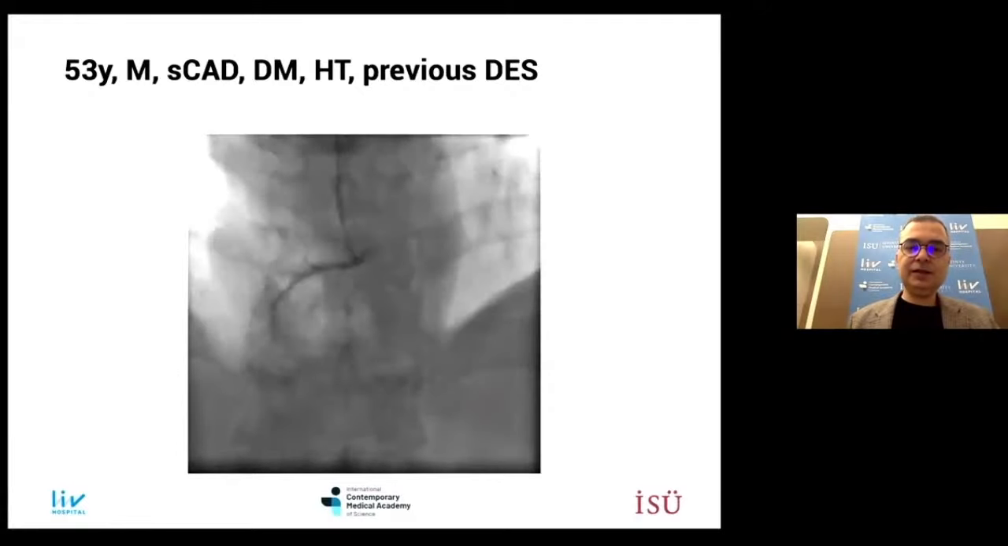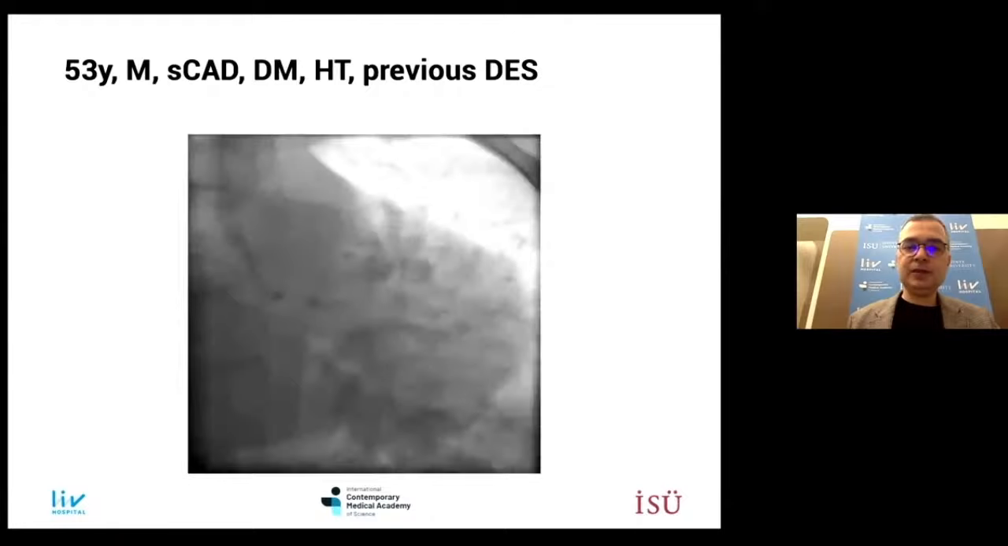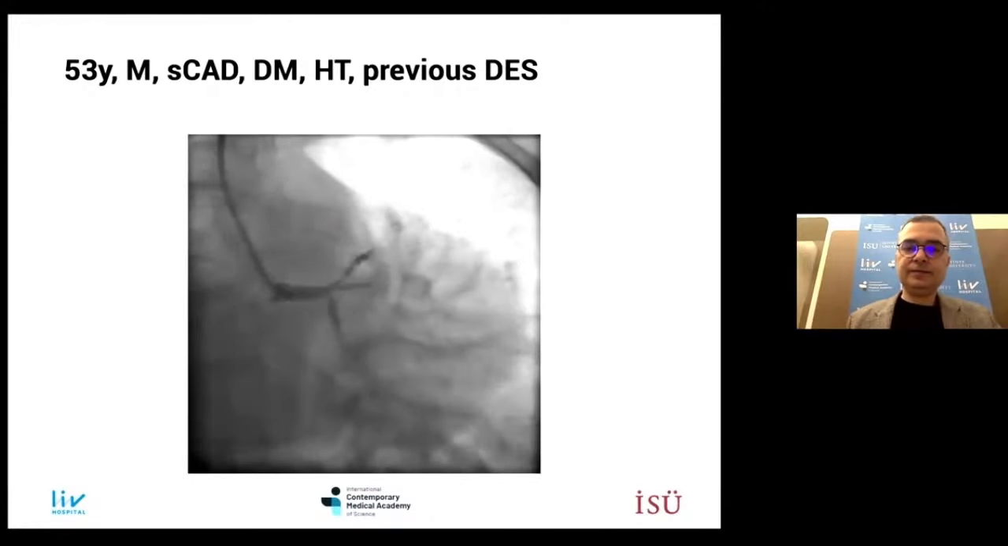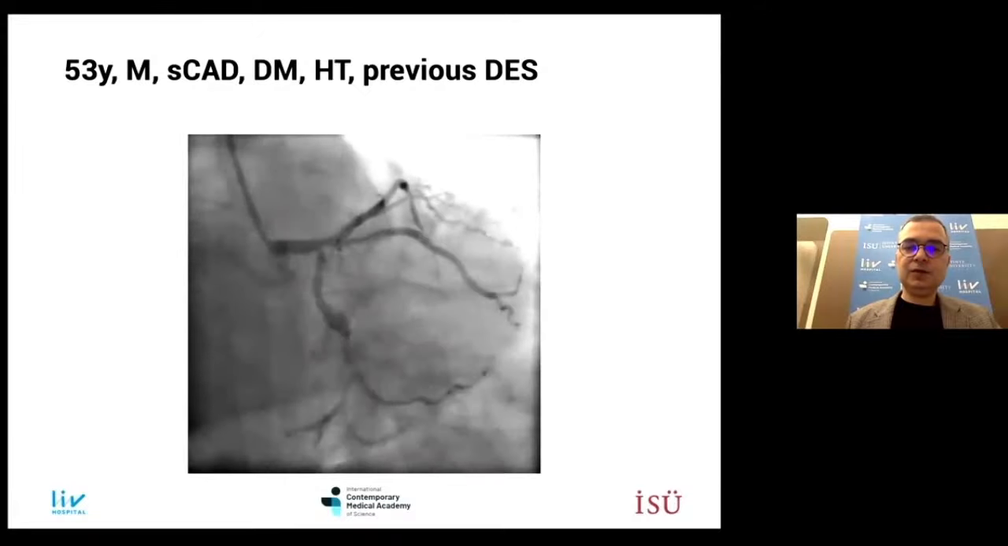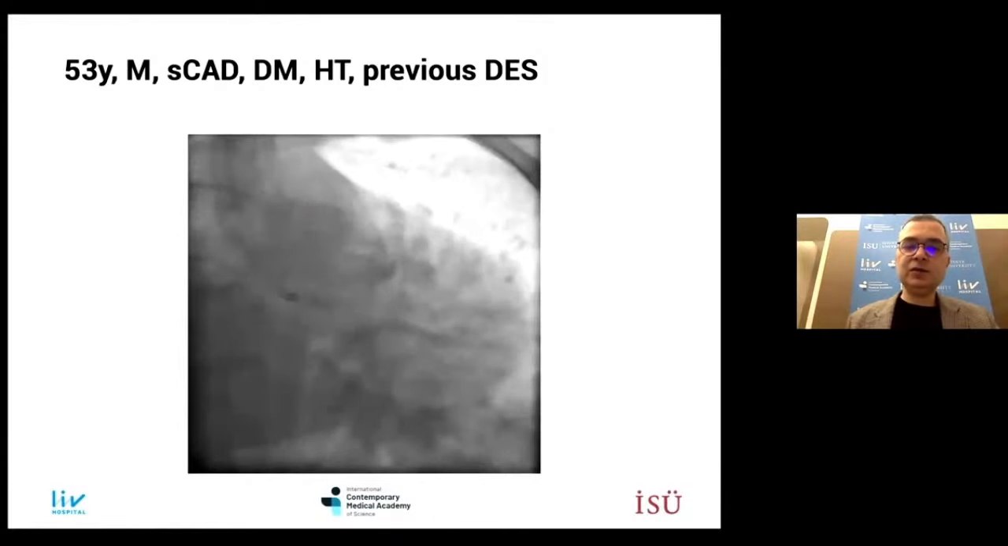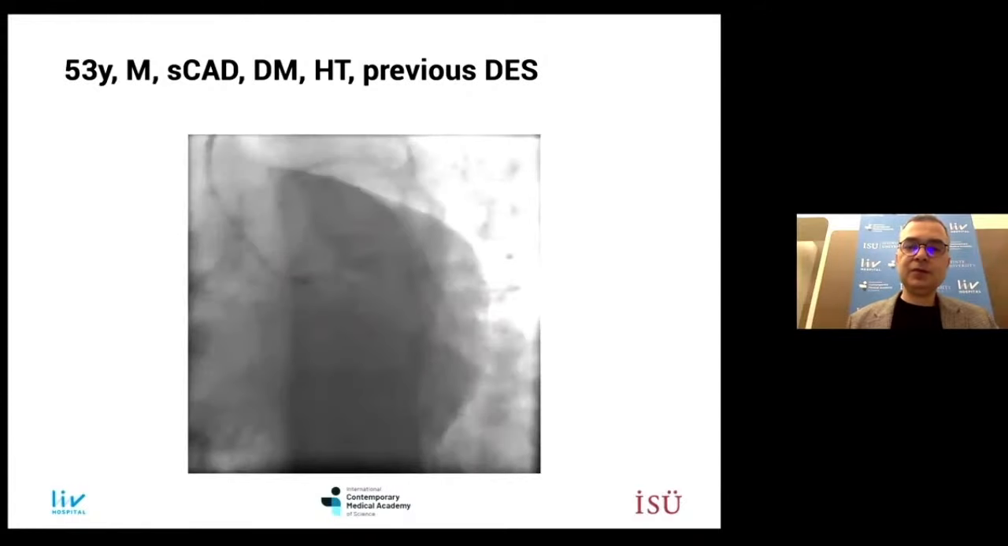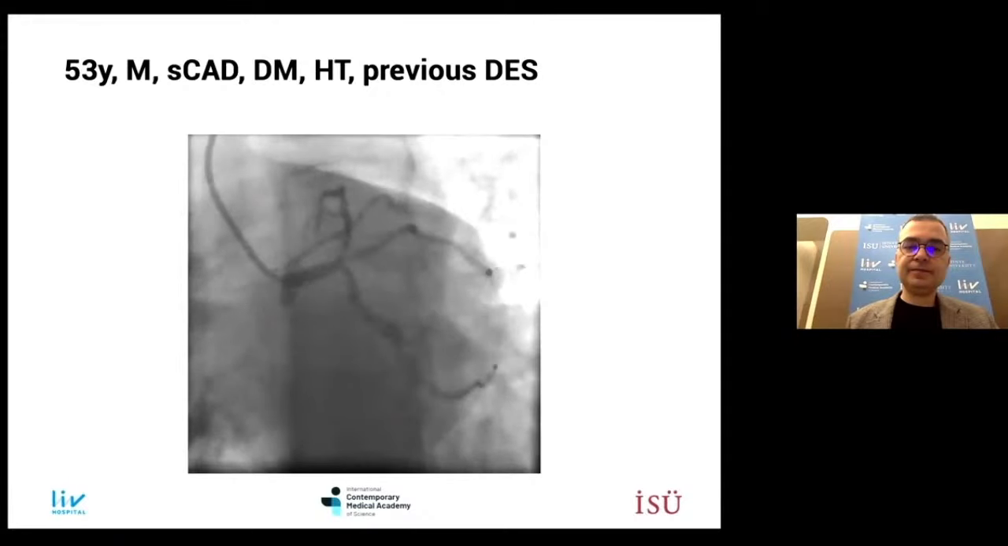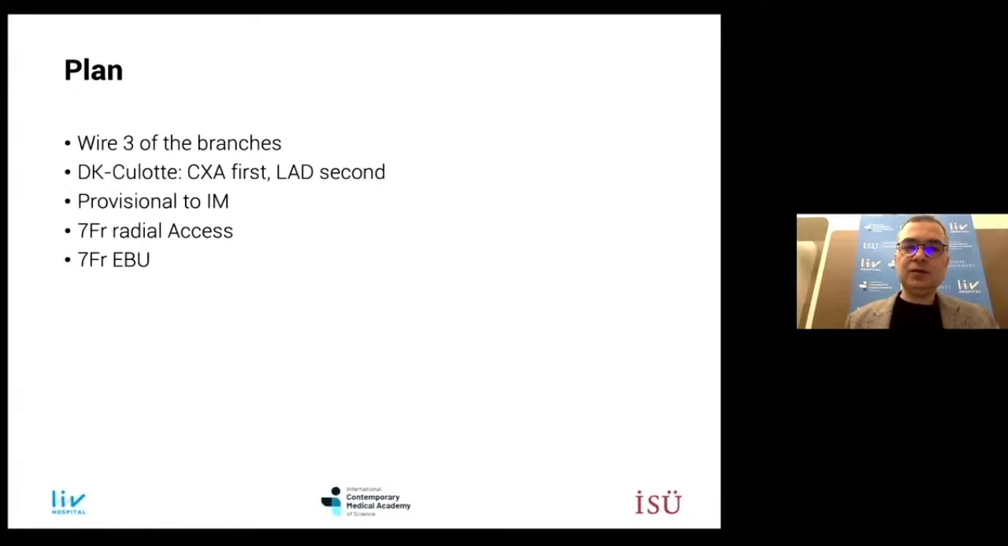This is the RCA. It seems to be open. And you also see the left system, the left main, the circumflex artery. There is an intermediate artery, which is also quite large with a stent inside, and also an LAD. So our plan was to wire three of the branches to treat the left main disease. We wired the circumflex, the LAD, and also the intermediate artery. We used a 7 French radial access and a 7 French extra backup guiding catheter to treat this vessel.